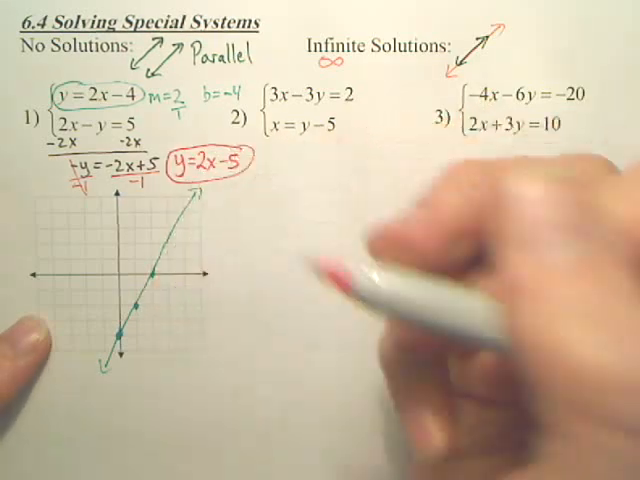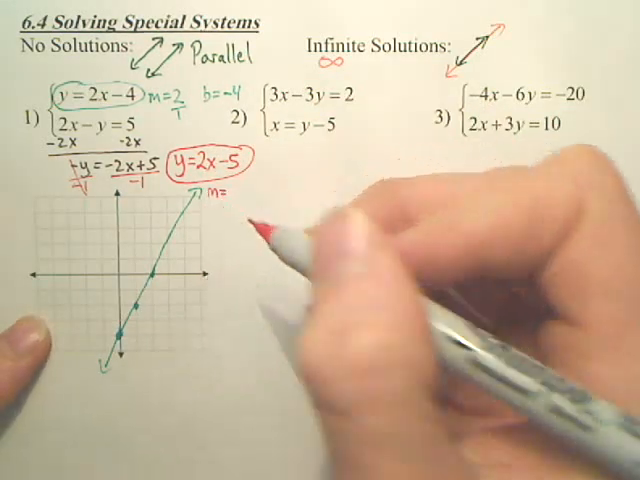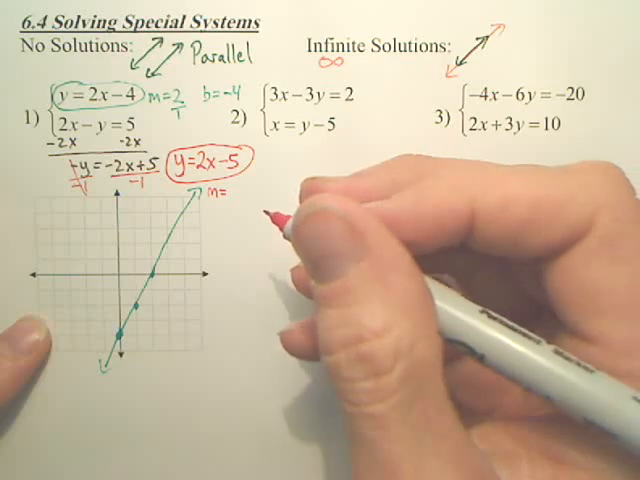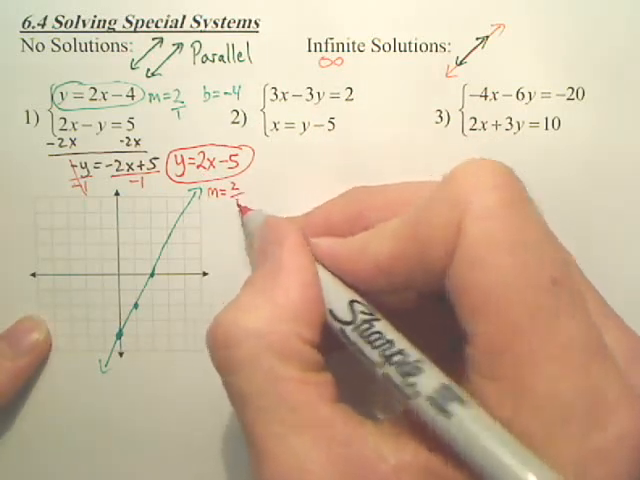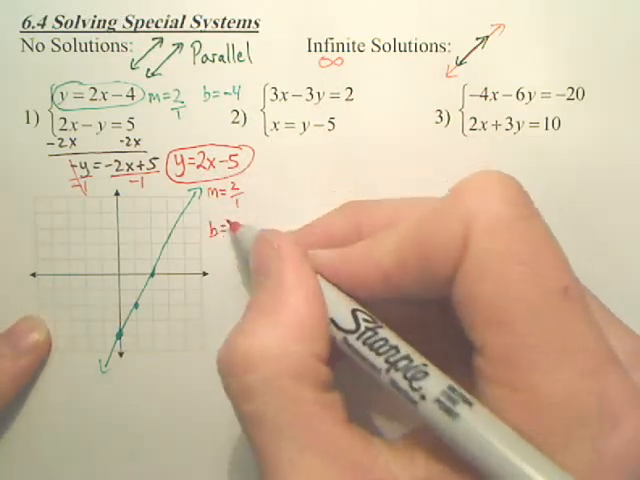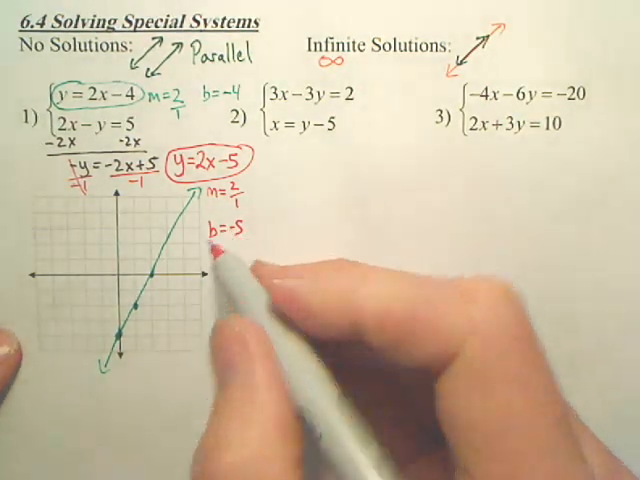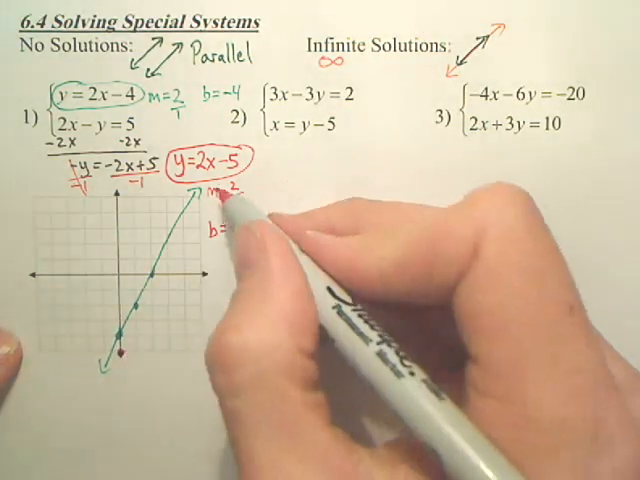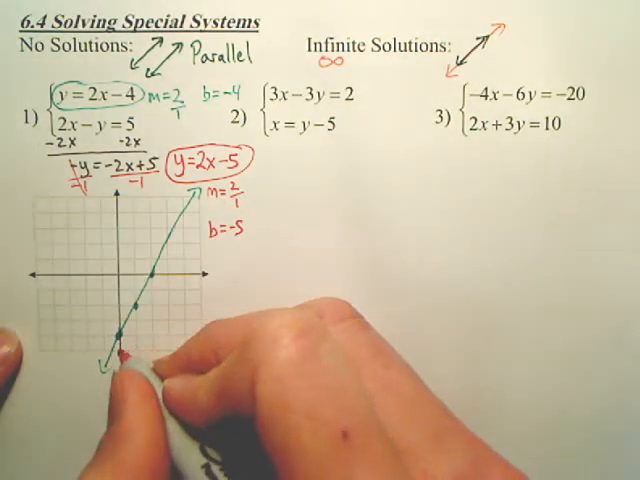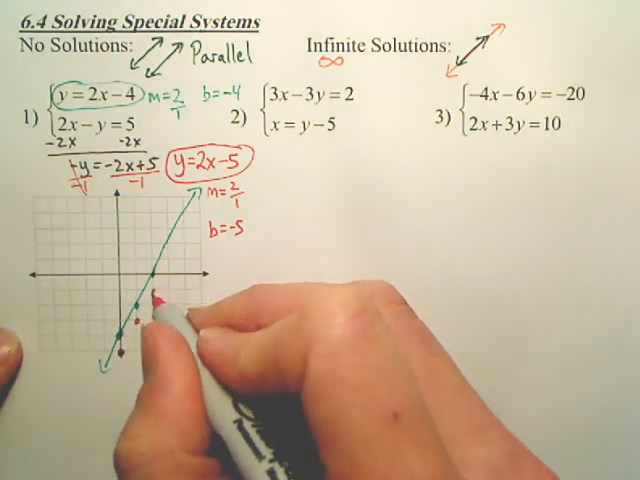Let's graph this one. What's my M? 2 or 2 over 1. And what's my B? Negative 5. So this one's going to begin at negative 5. And what's my movement? Up 2 over 1. Up 2 over 1.